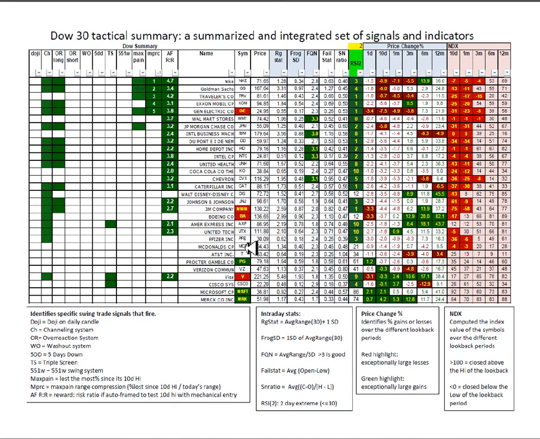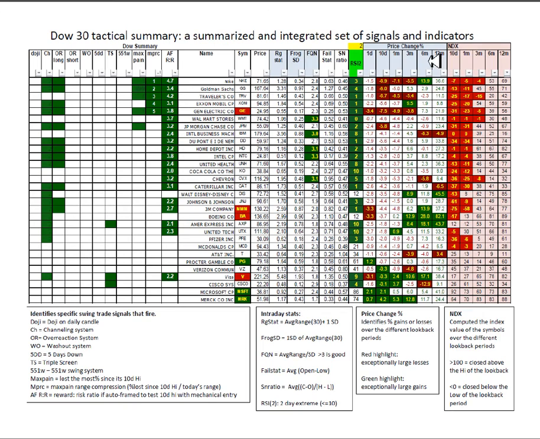Those that are highlighted in red are ones that were exceptional percent losers the previous trading day. Those in green were percent winners. We have a reading on the RSI2 value. We care about that indicator, and we'll do a separate presentation on that.